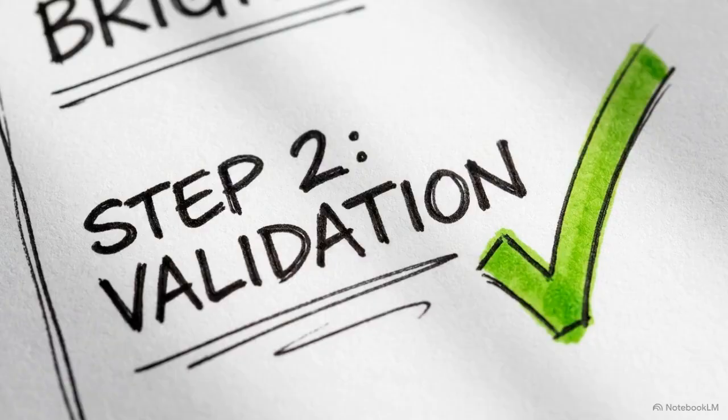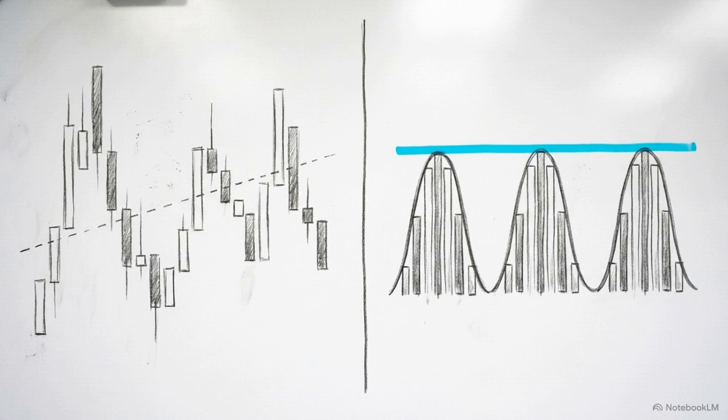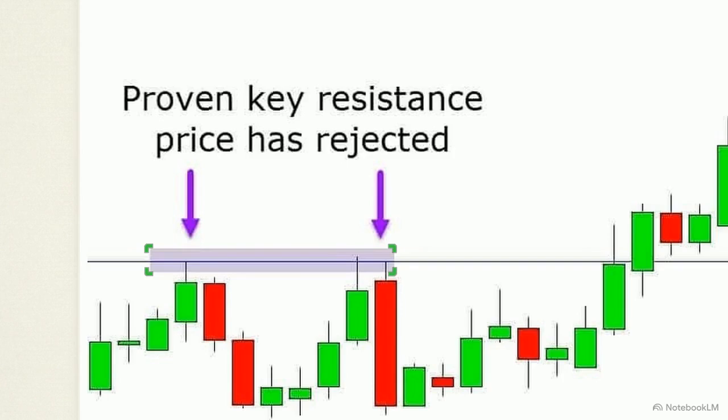Next, we apply the multiple touch rule. This is the ultimate filter used to differentiate a random line from a concrete, tradable level. A drawn boundary is only reliable if price has historically hit it and reversed on at least 2 occasions, as shown by these purple arrows.